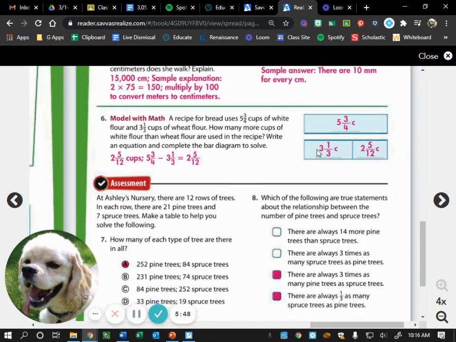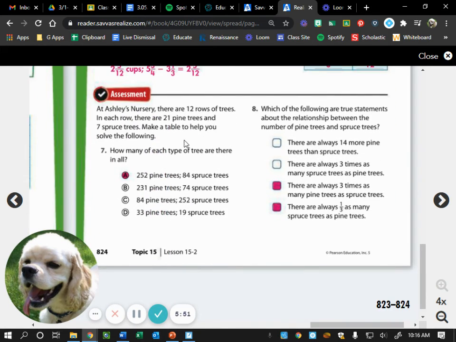Then we had number 7. It said, at Ashley's nursery, there are 12 rows of trees. In each row, there are 21 pine trees and 7 spruce trees. Make a table to help you solve the following. How many of each type of tree are there in all? So we would take 12 times 21 to find out the number of pine trees, which would be 252. And we would take 12 times 7 to figure out the number of spruce trees, which is 84.